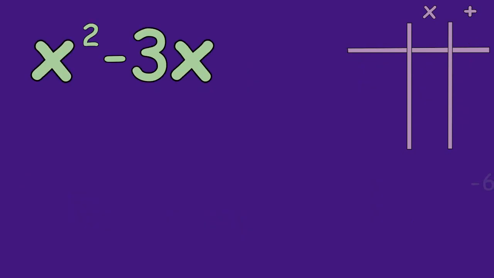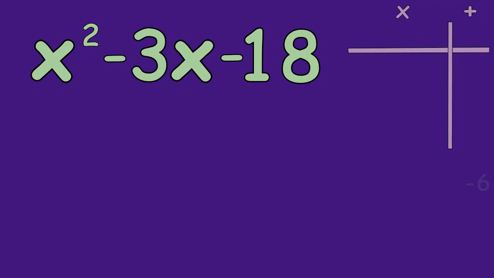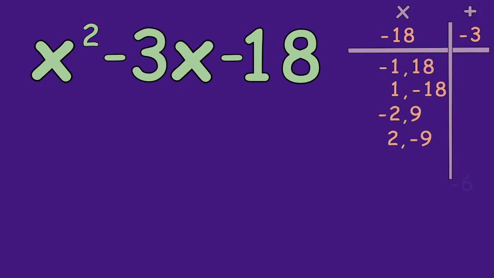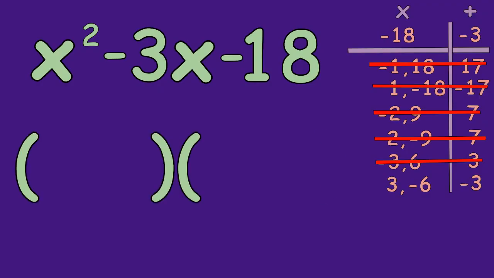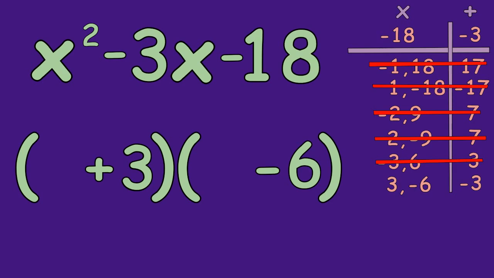Let's try one a little harder. X squared minus 3x minus 18. We're looking for two numbers that multiply to negative 18, but add up to negative 3. First, start listing the different ways to multiply to negative 18. There's only one number combination that will also add up to negative 3. It's positive 3 times negative 6, so this is the number combination we will use. In our two sets of parentheses, we're going to put our positive 3 and negative 6. We can factor our x squared into x times x, and we're done.